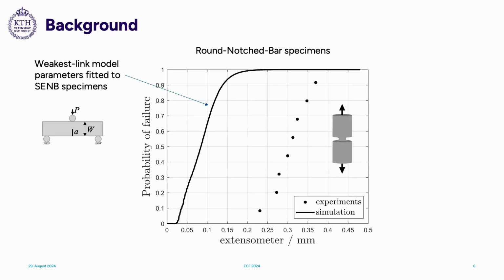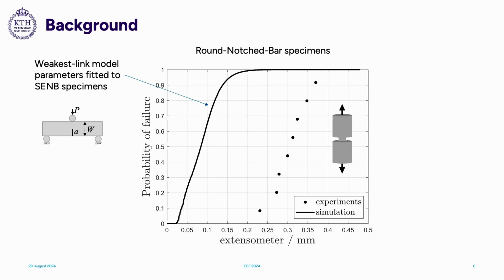The background to this project was that in our department, they developed a weakest link model. This was fitted on SENB specimens, so single-edge notched bend specimens, and it worked really well for those. Then when I started my PhD, I started doing these round notched bar tests. So basically a round bar with a notch that was produced by EDM. I think 300 microns was this height.